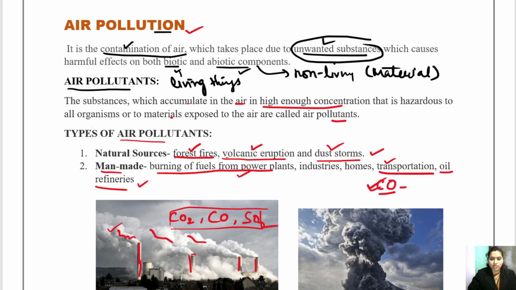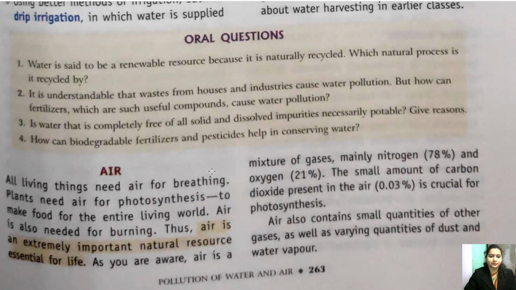Let's see what is written in the chapter, and then we'll move to the main part of this topic, that is the causes of air pollution. What are the main causes of air pollution? We'll talk about it. First let's see what is written in the chapter. Air: all living things need air for breathing. True. Plants need air for photosynthesis. That we already know. For photosynthesis, air is required, and they are basically talking about carbon dioxide and oxygen.